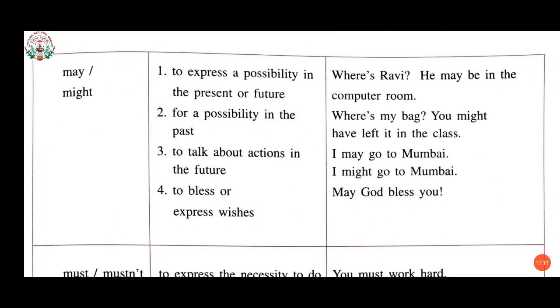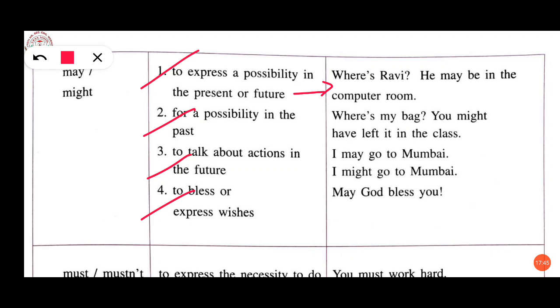Now the use of may and might, another helping verb, and a very important one, that is may and might. To express a possibility in the present or future, for a possibility in the past, to talk about actions in the future, to bless or express wishes. So first one is to express a possibility in the present or future. Example is, where is Ravi? He may be in the computer room. He may be or may not be.